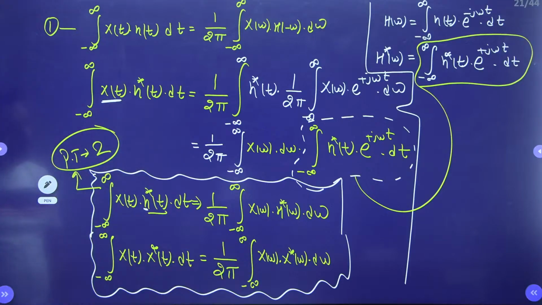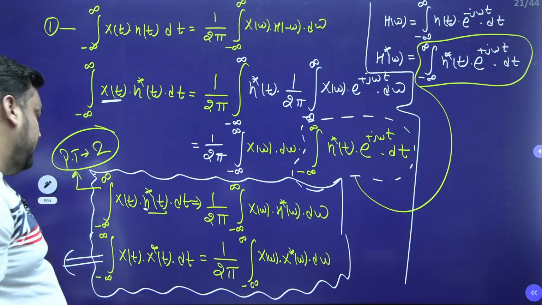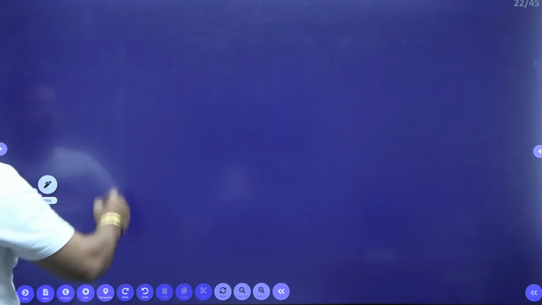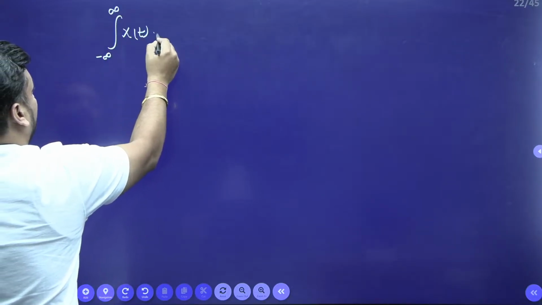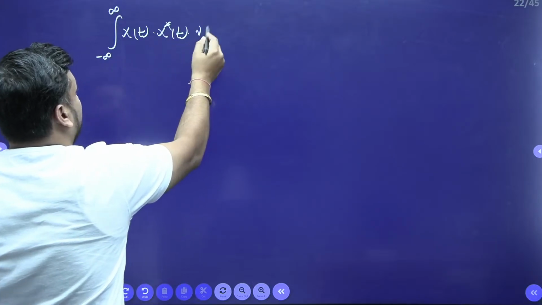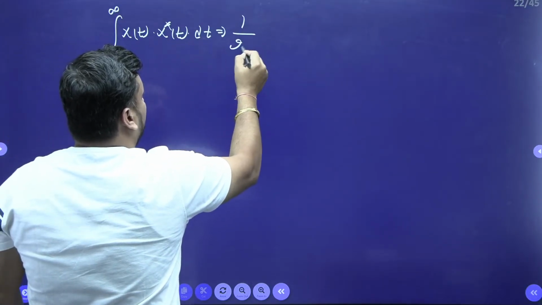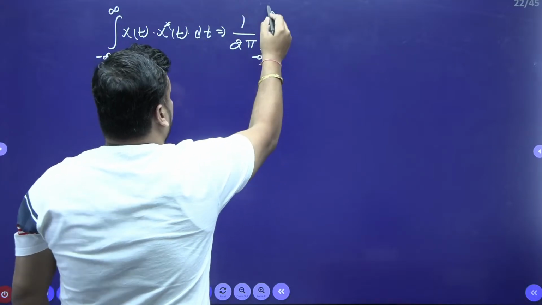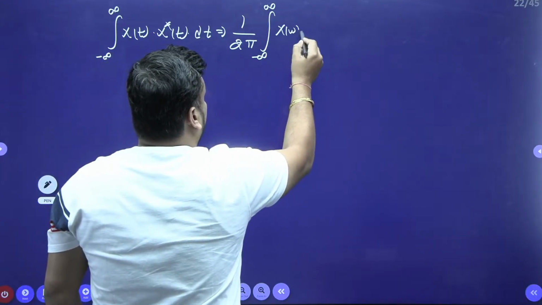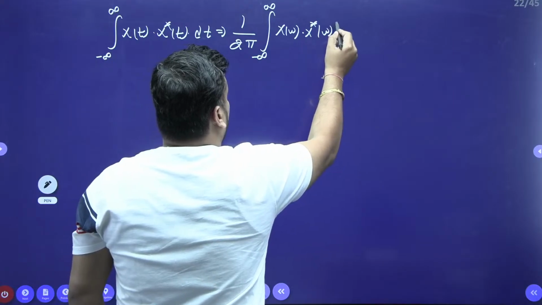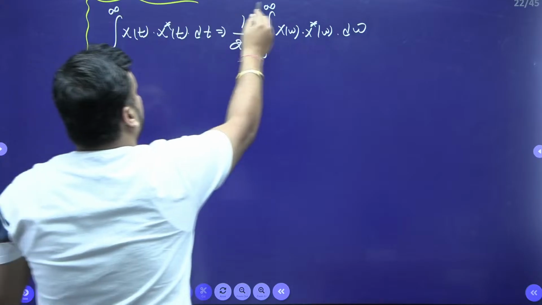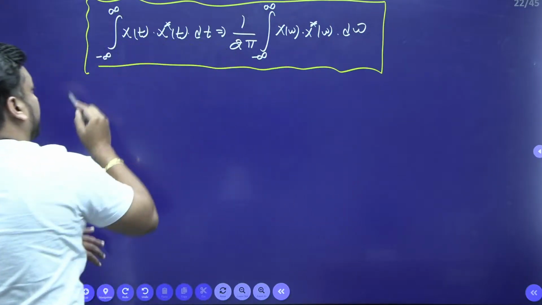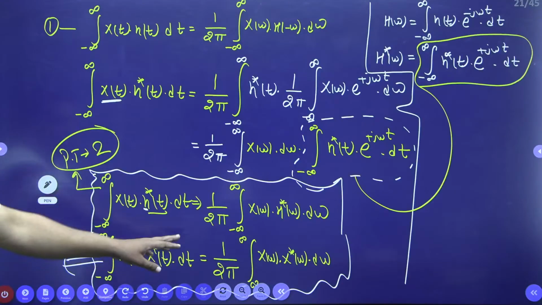Now tell me, after this equation, I am writing this equation in the next slide also. Integral from minus infinity to infinity of x(t) times x conjugate of t dt is equal to 1 upon 2 pi integral from minus infinity to infinity of X(omega) times X conjugate of omega d omega. So this is the last form that I have mentioned here. I am just copying and pasting the last form.